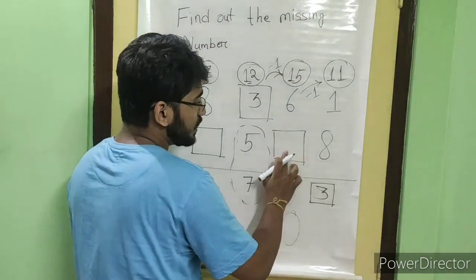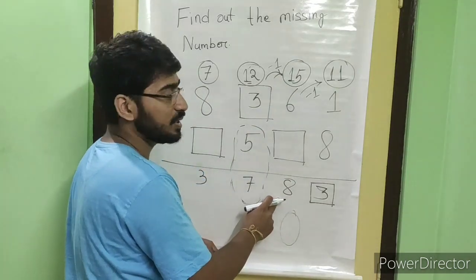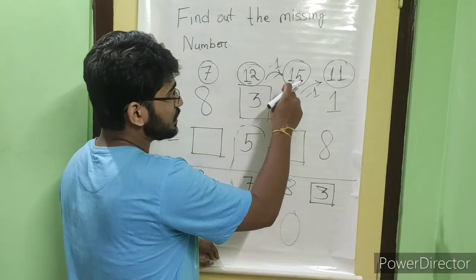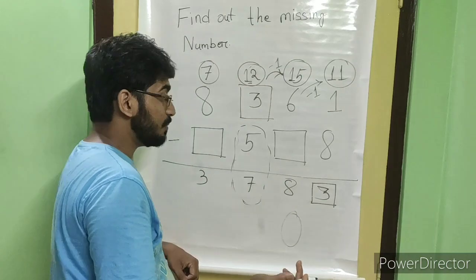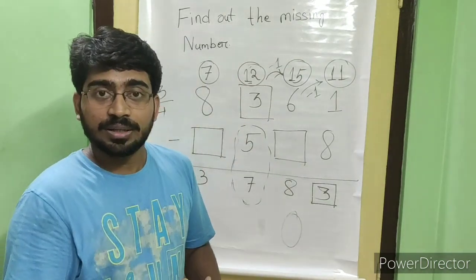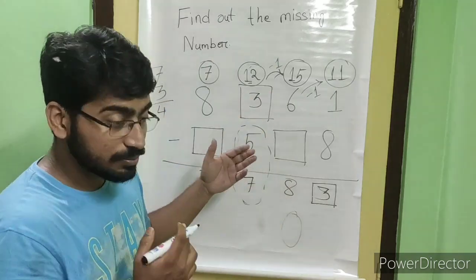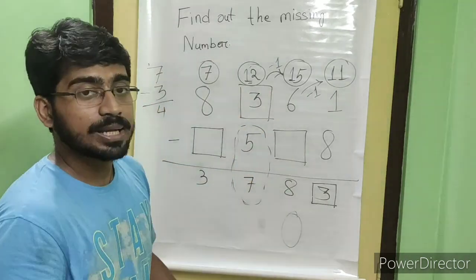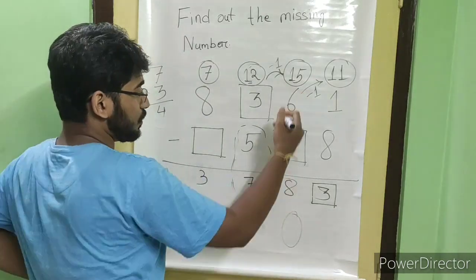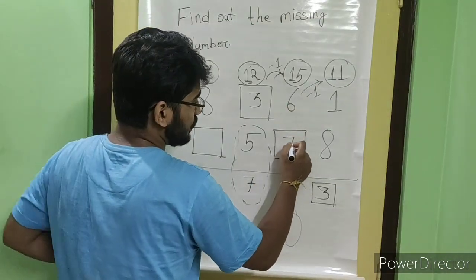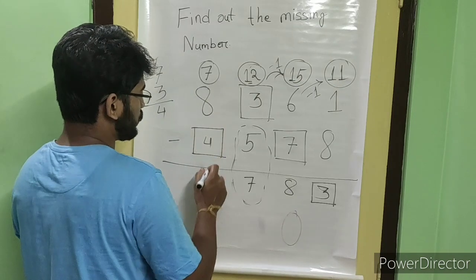So the missing number is between the upper number and the result number. So in this case we will subtract 8 from 15. Maybe different numbers will be there in your exam. May I change the numbers also? There you need not worry. You just go through the rule so you can solve this particular math. Okay, so again I am writing, 15 minus 7 equals 8 and 7 minus 4 equals 3.